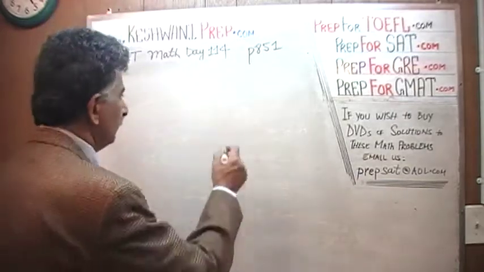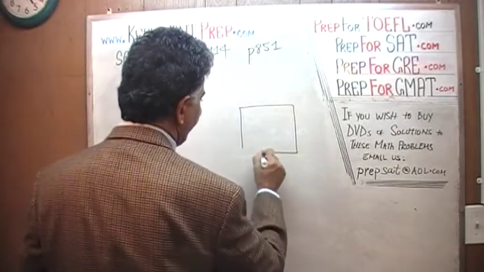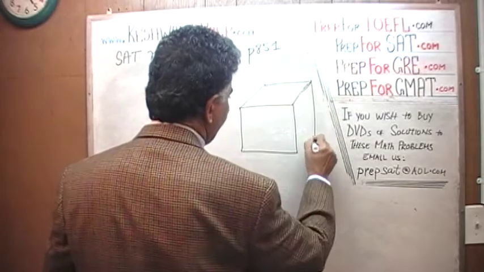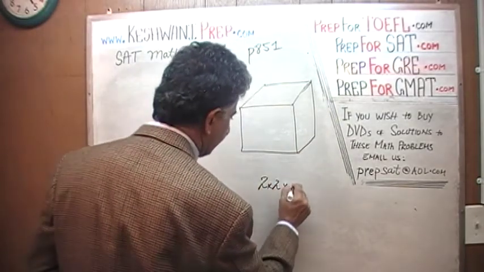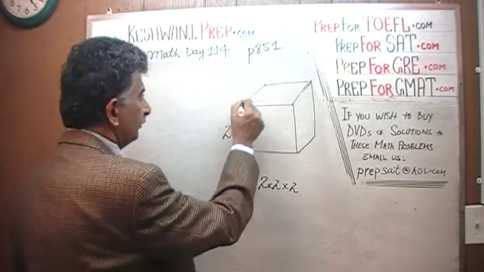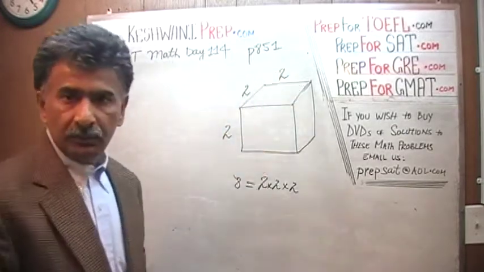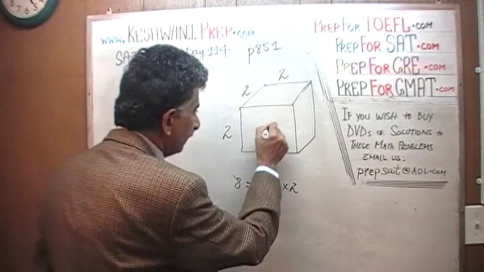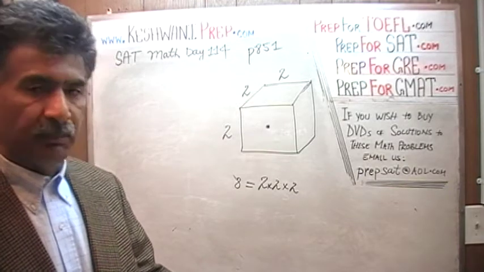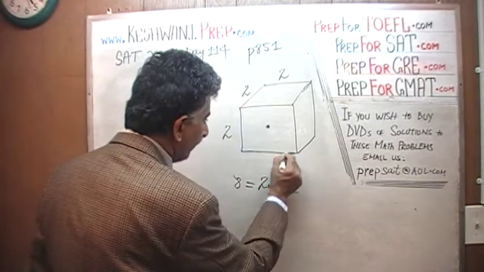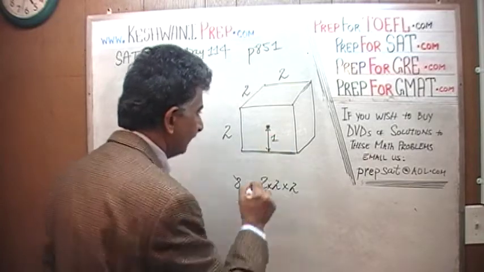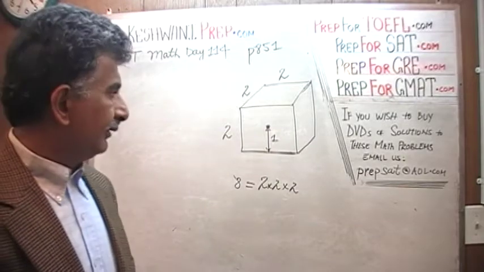So we are dealing with a cube with a volume of 8. If its volume is 8, which means it has a side of 2. 2 times 2 times 2 is 8. This side is 2, this side is 2, and this side is 2. What is the shortest distance from the center of the cube to the base of the cube? This is the base of the cube right here, this is the center of the cube, and therefore the shortest distance is just half of the side, which is 1.